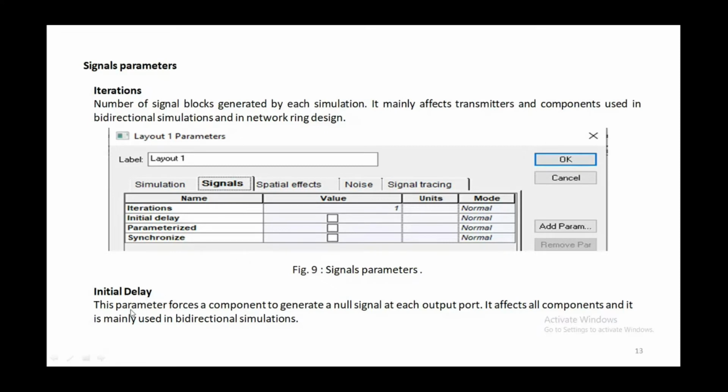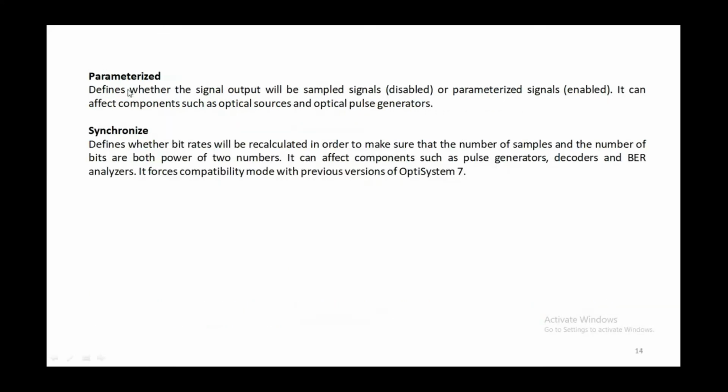Next one is initial delay. This parameter forces a component to generate a null signal at each output port. It affects all components and is mainly used in bidirectional simulations. So if your simulation is bidirectional, this is the important one. Parameterized signal defines whether the signal output will be a sampled signal, disabled, or parameterized signal. It can affect components such as optical sources and optical pulse generators.